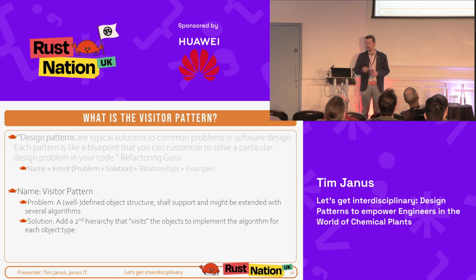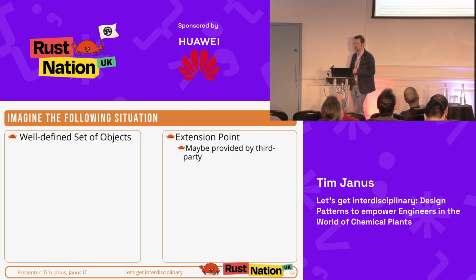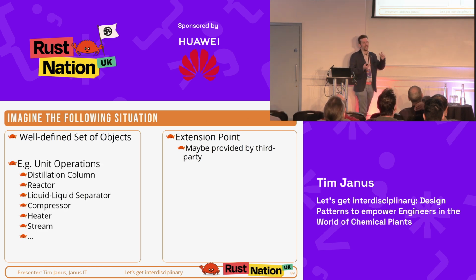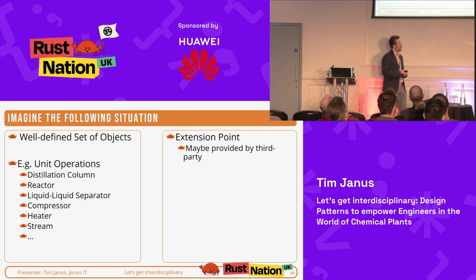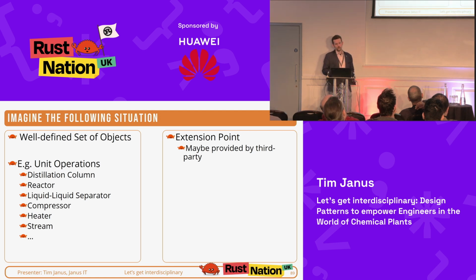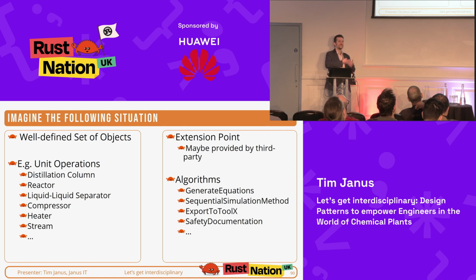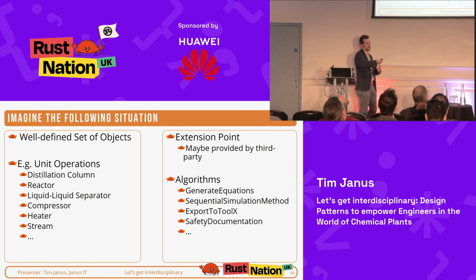To close the circle, we will now bring this example from a chemical plant flow sheet and how you could extend it. You have this well-defined set of objects, which are distillation columns, reactors, and so on. So here you're really thinking about types, like a class hierarchy. You have a unit operation and several subtypes that are different but have a generalization. On the right-hand side, you have an extension point, and in chemical engineering, that may be provided by the manufacturer of a pump who has a model for how this pump behaves. They give you a binary, a DLL, and that's what you have to work with. So you can then implement different algorithms on these objects with a visitor pattern.